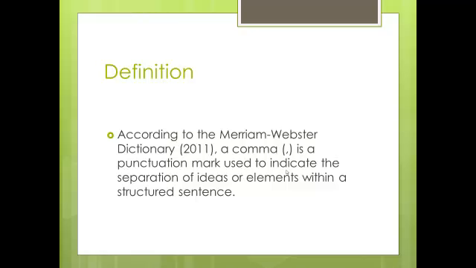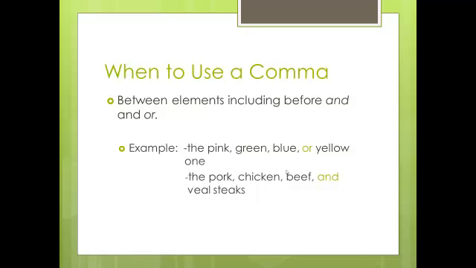Let's start first by defining the comma. According to the Merriam-Webster Dictionary, a comma is the punctuation mark used to indicate the separation of ideas or elements within a structured sentence. Remembering that commas are used to indicate a separation of ideas or elements, use them between elements including before and or, as shown in these examples.